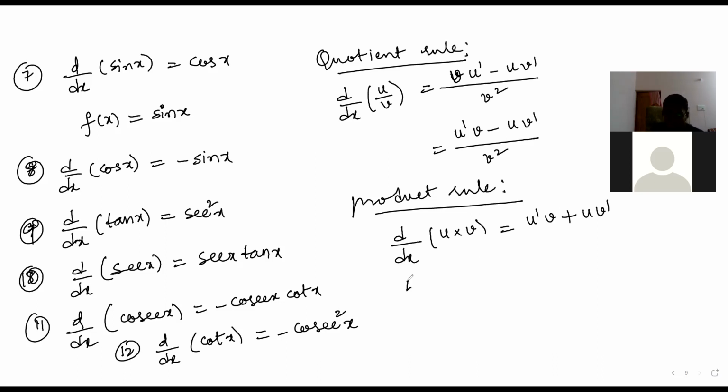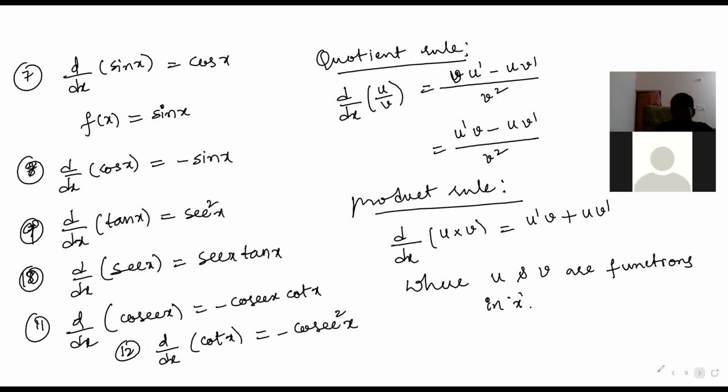Product rule. Sir, can you do an example? Yes, where u and v are functions in x. You do all examples, you have to do. Okay, I will do this, but you must do all examples. Okay. Example. What is it? Let's say we have to find out d by dx of sin x into x square.